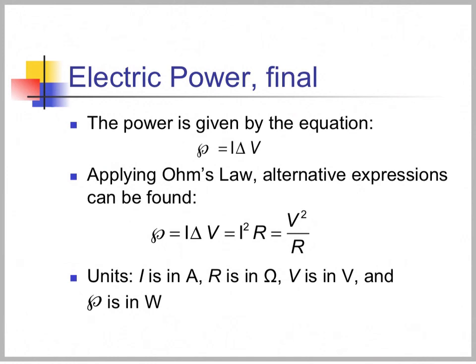The power is given by the equation P is equal to I delta V, where by applying Ohm's law we can get P is equal to IV, or I squared R, or V squared over R. I, of course, is the current in amps, R is the resistance in ohms, V is the potential difference in volts, and power then is in watts.